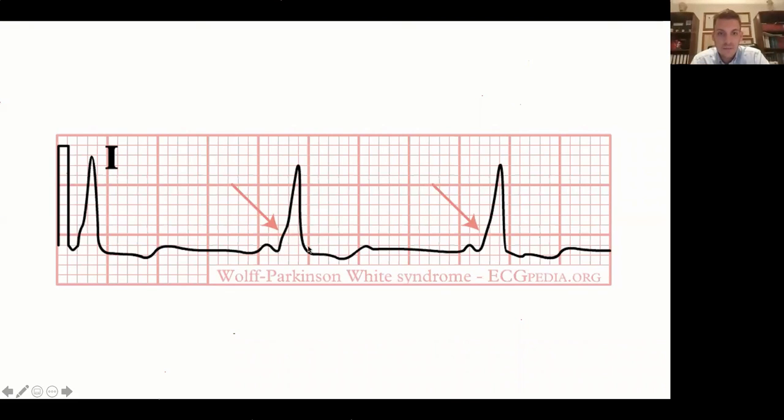This is a delta wave. Let me draw it. This here is the delta wave. This shouldn't occur in a QRS. Do you understand it? There is an impulse going from the atria to the ventricles faster, and it starts the QRS faster. Why? Because the ventricles start contracting earlier. Does this make sense?